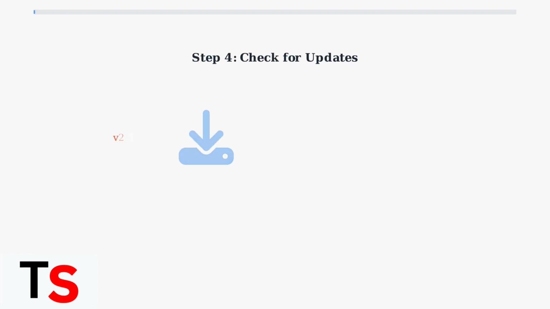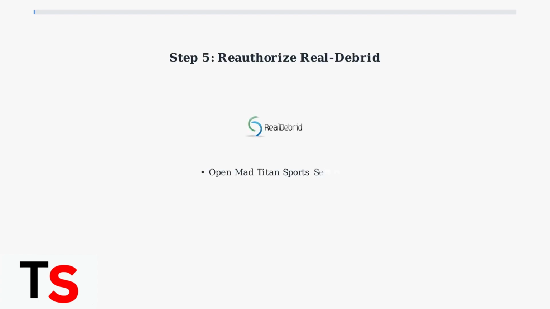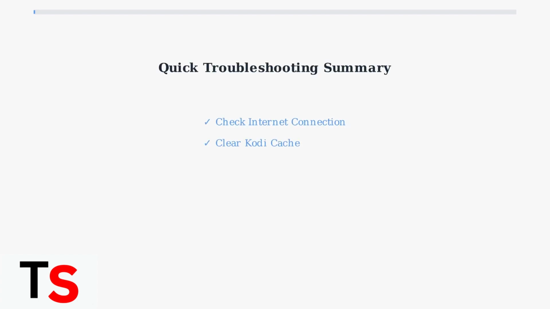Always verify that you're using the latest version of Mad Titan Sports. Updates frequently contain bug fixes and improvements that resolve common issues. Finally, if you use Real Hybrid for premium streaming links, reauthorize it within the add-on settings. Authentication tokens can expire, causing streaming failures. These 5 troubleshooting steps resolve the majority of Mad Titan Sports issues. Start with the internet connection check and work through each step systematically for the best results.